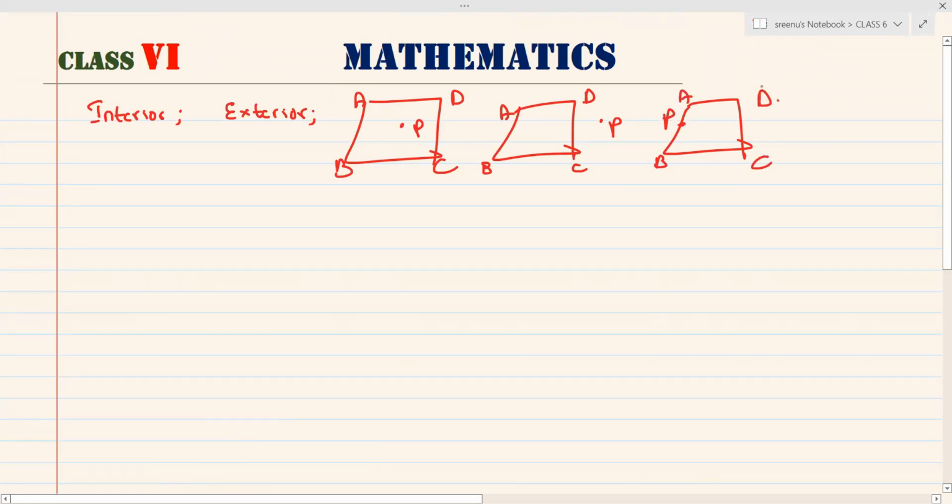Next, angle sum property. What is this angle sum property? The angle sum property for a triangle is 180 degrees, but here the sum of the 4 angles is equal to 360 degrees.